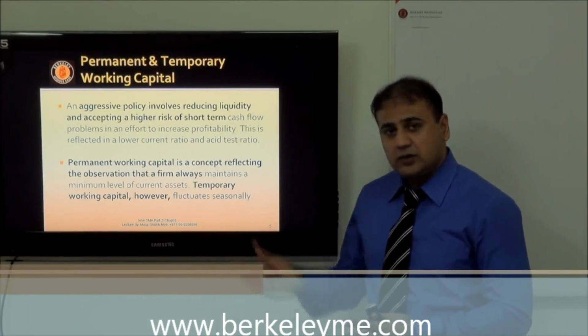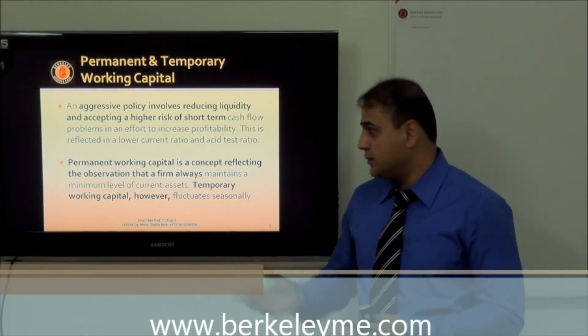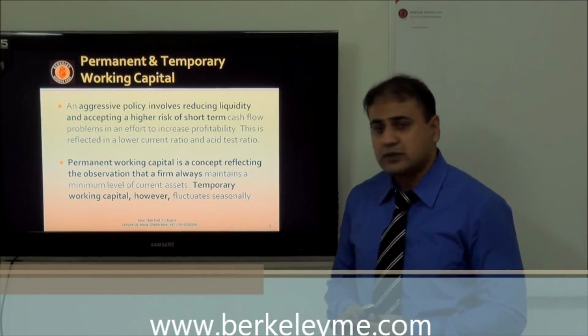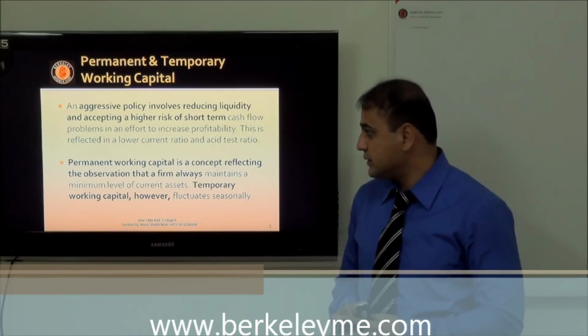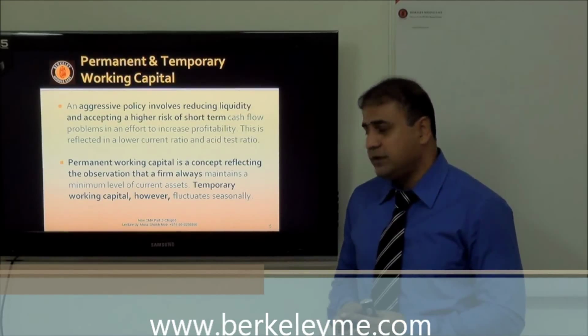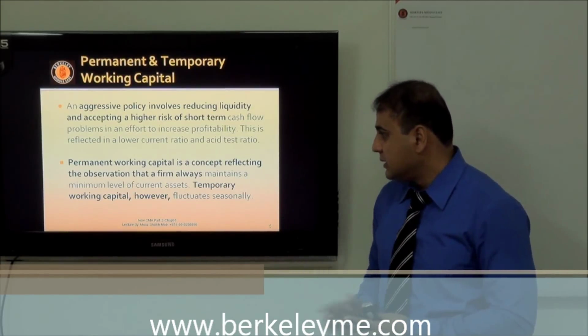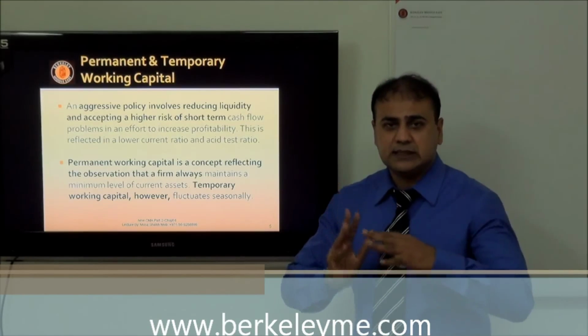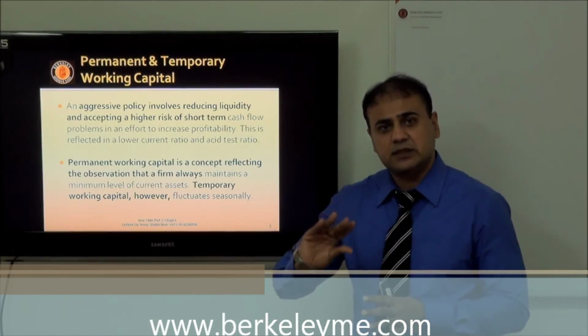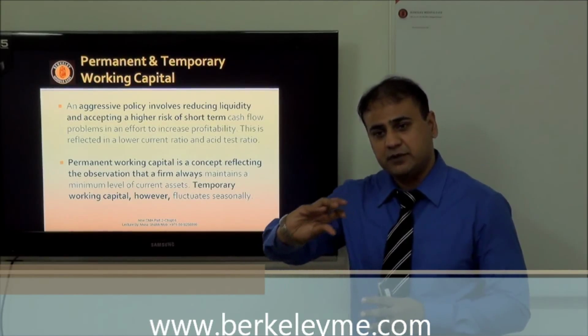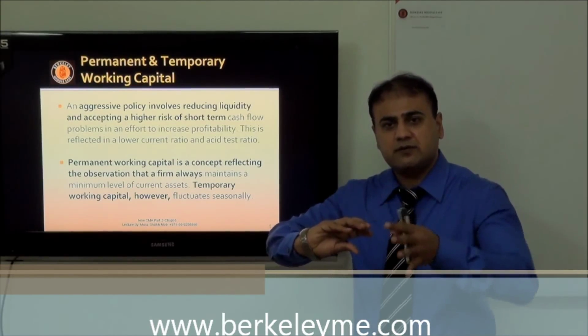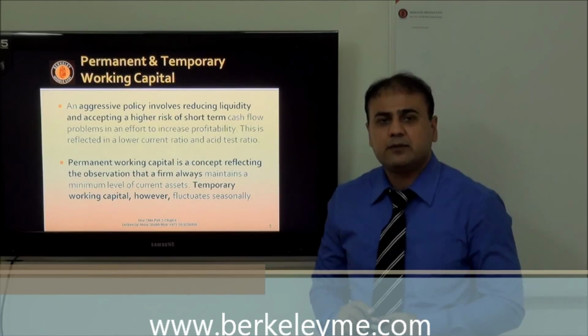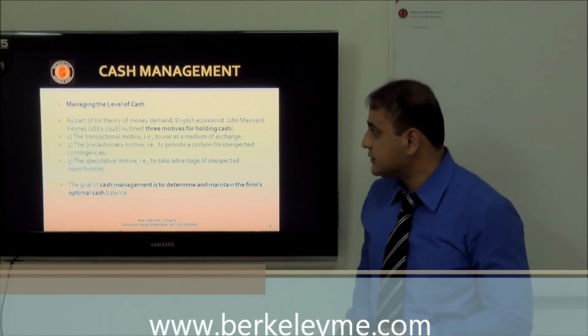And then always we have to keep a permanent working capital. This is a concept that every company should have: always maintain a minimum level of current assets. Temporary working capital, however, fluctuates seasonally. We know that this is the requirement of the month, so we keep it permanent. But sometimes we have a floating one as well, depending upon the company situation.